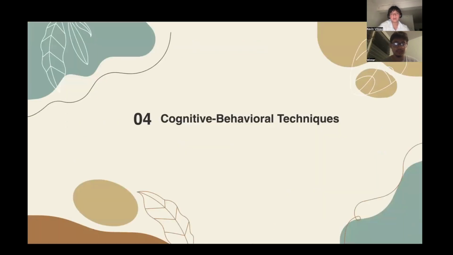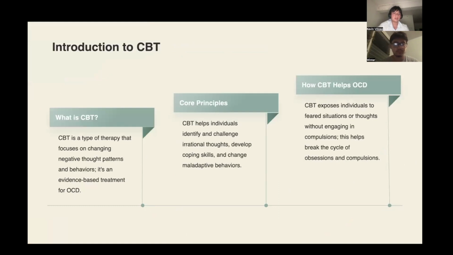And here are some cognitive behavioral techniques. This is a thing called CBT. CBT is a type of therapy that focuses on changing negative thoughts, patterns, and behaviors. It is an evidence-based treatment for OCD. Core principles: CBT helps individuals identify and challenge irrational thoughts, develop coping skills, and change maladaptive behaviors. And how this helps is it exposes individuals to feared situations or thoughts without engaging in compulsions. This helps break the cycle of obsessions and compulsions.